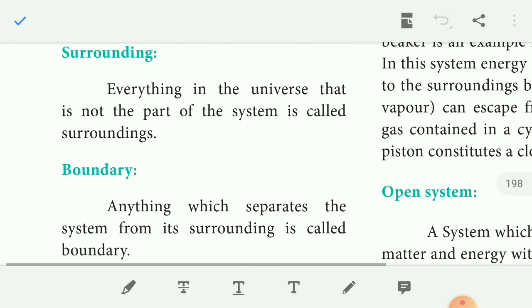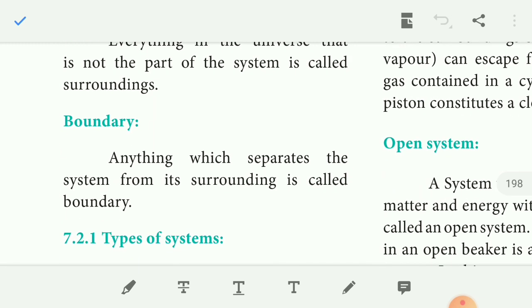Then next topic is surrounding. Everything in the universe that is not part of the system is called the surrounding. The next one, boundary. Boundary means anything which separates the system from its surrounding. Anything which separates the system from its surrounding is called a boundary.